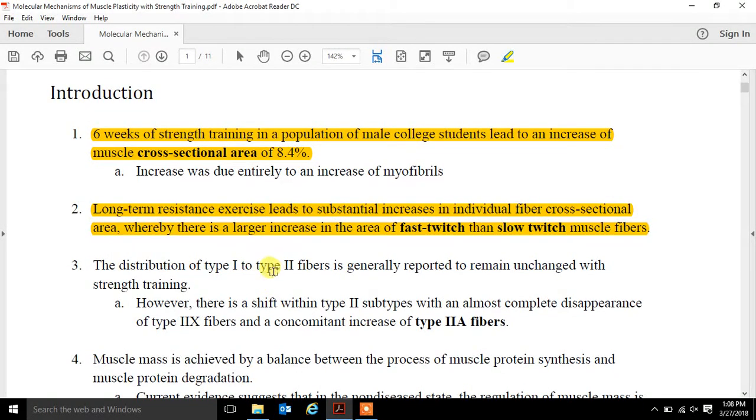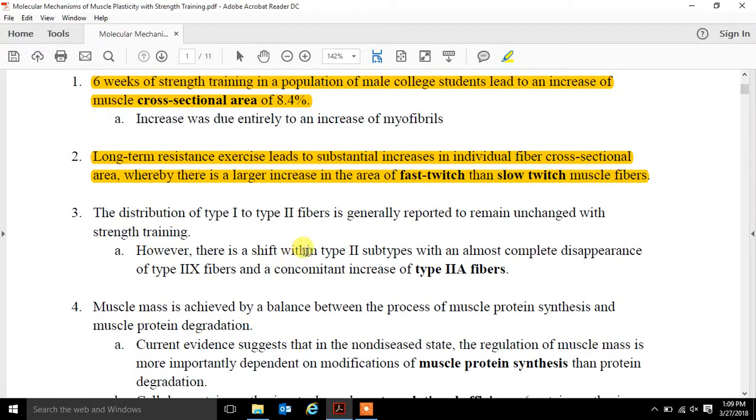Distribution between type 2 and type 1 is pretty much unchanged. However, we start to see a shift within type 2 subtypes, where we see a complete disappearance of type 2X and become more type 2A. So we've got some signaling that's driving some of these adaptations within type 2 fibers.